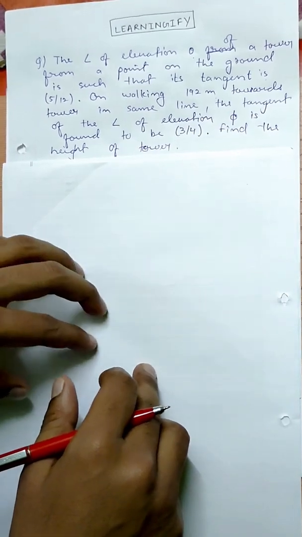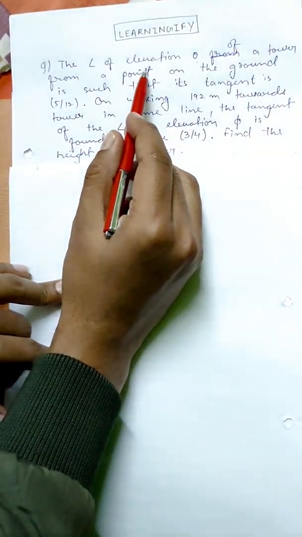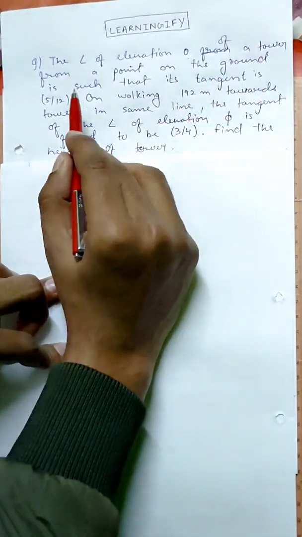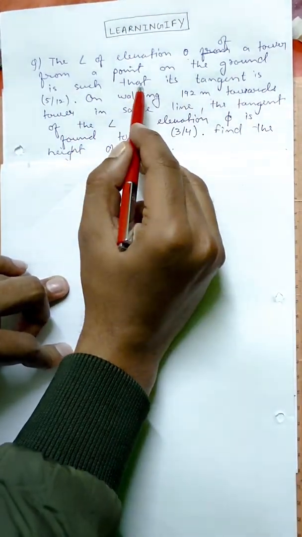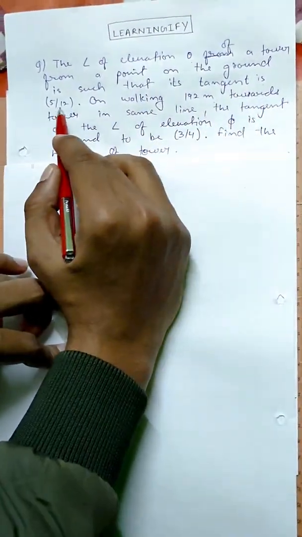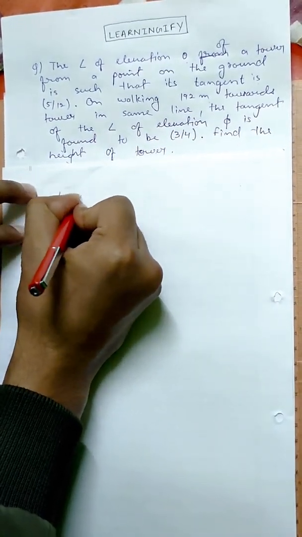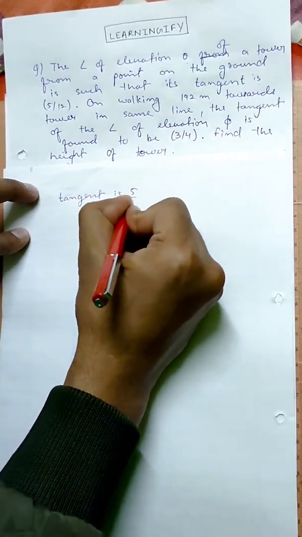So let's go to our new question of the day. The angle of elevation, which is theta, of a tower from a point on the ground is such that its tangent is 5 by 12. What is tangent? Tangent is 5 by 12.